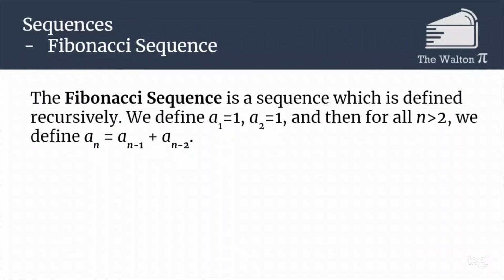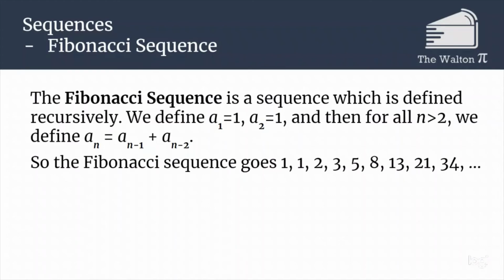The Fibonacci sequence is one example of a sequence that is defined recursively. If we define a sub 1 to be 1 and a sub 2 to be 1, then for everything else after that, we just define a sub n to be a sub n minus 1 plus a sub n minus 2. So you just take the two previous terms and add them together. It'll go 1, 1, then 2, because that's 1 plus 1, 3, because that's 1 plus 2, 5 is 2 plus 3, and so on, to get 1, 1, 2, 3, 5, 8, 13, 21, 34, 55, and so on.